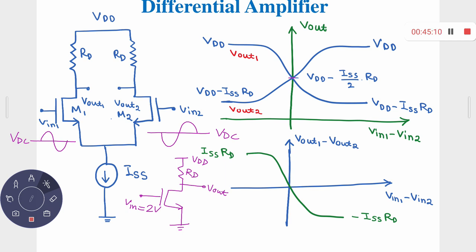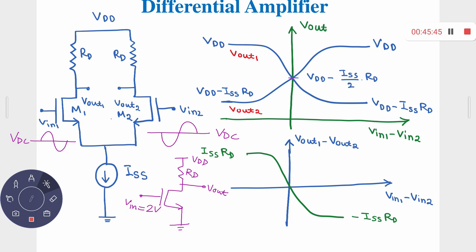Because this graph is the variation of this differential output, Vout1 minus Vout2, with respect to the differential input, Vin1 minus Vin2. So if you'd like to calculate the gain of this amplifier, how can you do that? This is known as the transfer characteristics, no? Input versus output. The slope of the transfer characteristics gives you the gain.